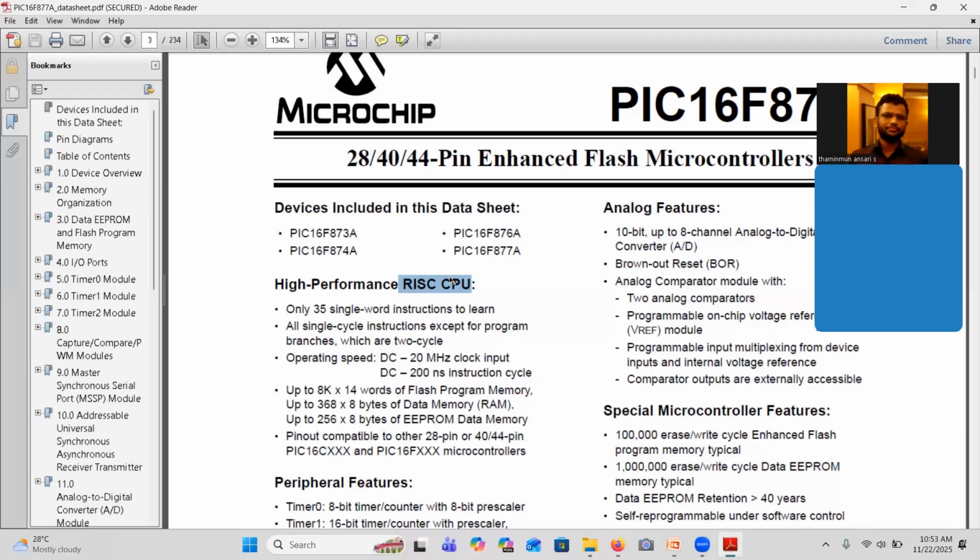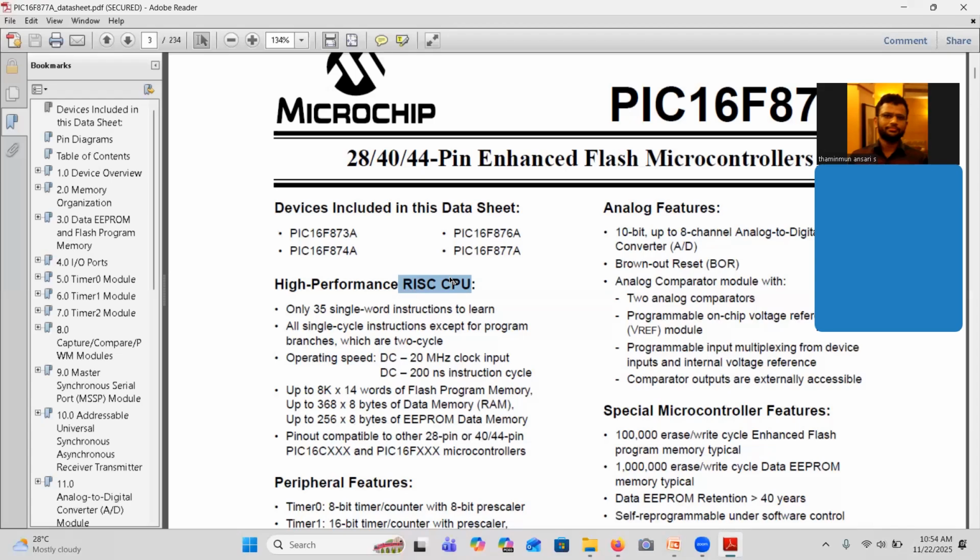So usually, as we are operating a microcontroller at 20 megahertz, it doesn't mean that we have to operate all the peripherals that we have in that particular microcontroller at that speed. There is something called a prescaler. What is that? Prescalers within the microcontroller peripherals.